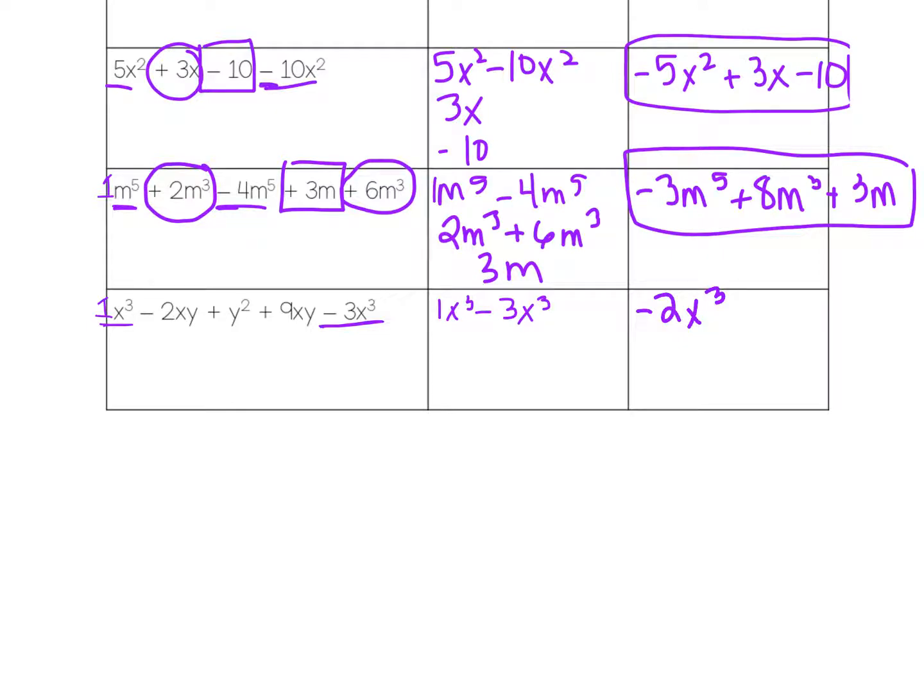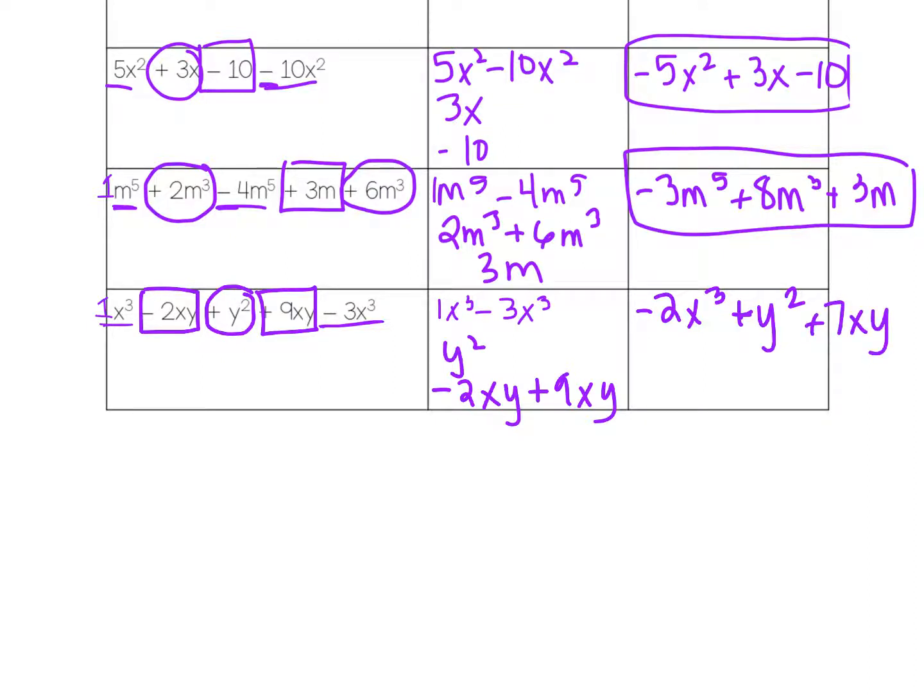I'm going to skip that second term for now, and I'm going to go straight to this one because I'm going to do the ones that only have one letter at a time. Nothing else there has a y by itself, let alone a y to the second power. So that one, since there's nothing to combine it with, is just going to stay the same. Then last but not least, anything with two letters. So I have negative 2xy plus 9xy. Negative 2 plus 9 gives me positive 7, so 7xy. And there's our final answer.